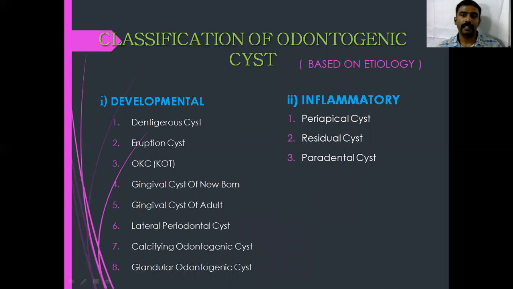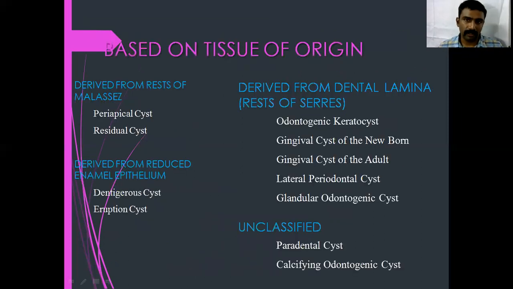That's odontogenic cyst: it's inflammatory and developmental. In inflammatory, you have 3 types of cyst, and in developmental, we have multiple types of cyst. Periapical cyst, dentigerous cyst, and gingival cyst and odontogenic keratocyst are the most frequently asked questions for the examination. Based on the tissue of origin, periapical cyst is derived from the cell rests of Malassez, which are present in the root; dentigerous cyst is related to reduced enamel epithelium; and OKC is related to dental lamina; and certain cysts like paradental cyst and calcifying odontogenic cyst are unclassified cysts.